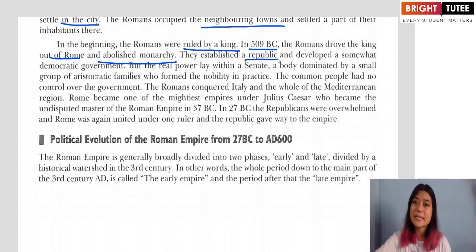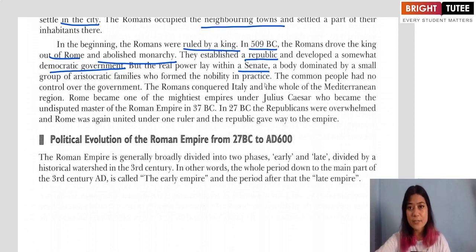A republic, as I said in the last class, is a system of government where people elect their leader. They select their leader. And so the people in Rome developed a sort of democratic government, where the people had the right to select the person who would be their ruler. But despite this, the real power of control over the people and the territory lay within a small body of people called the Senate.